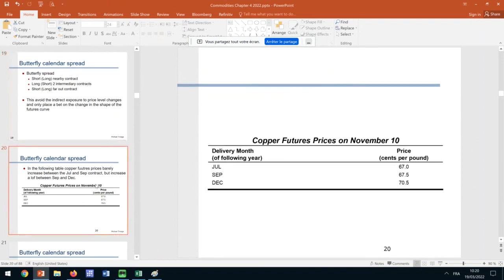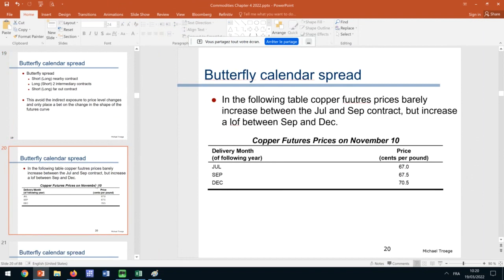Here we have a calculated example. Maybe let's have a calculated example because I think I'm talking theory here. So it makes sense, I guess, to have a calculated example. So let's look at the butterfly spread. We have copper futures and we have a kink in the shape of the curve.